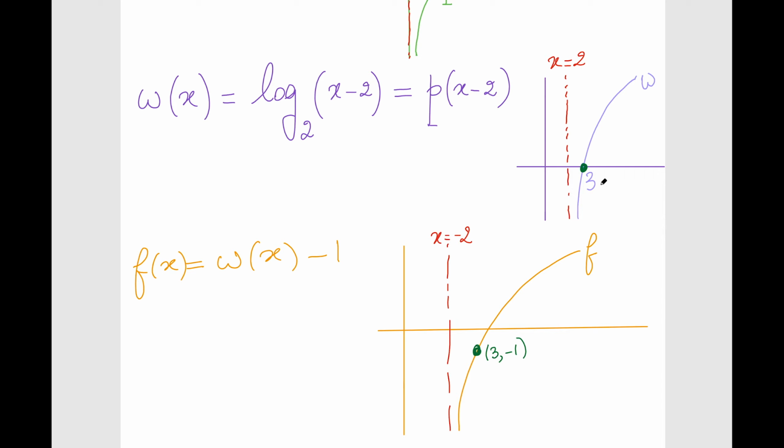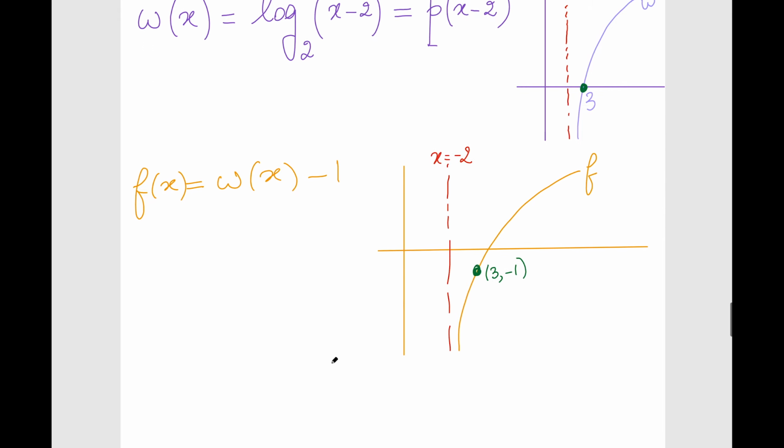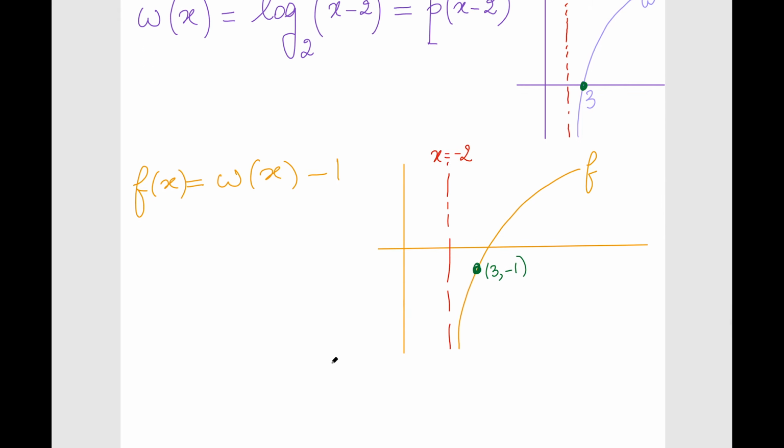So what's the x-intercept? Well, if you don't see what the x-intercept is, we gotta do it algebraically. Okay, we gotta do it algebraically if you don't see it. So let's find this point. So let us find the x-intercept of f.